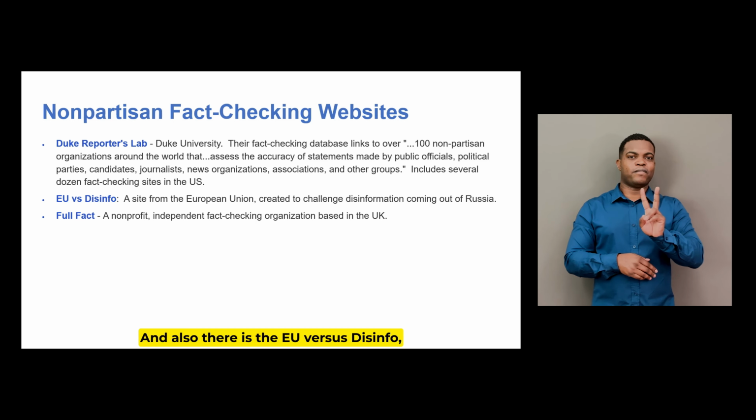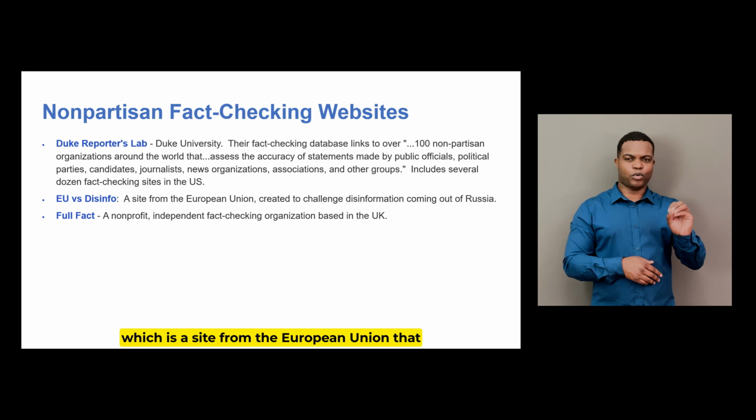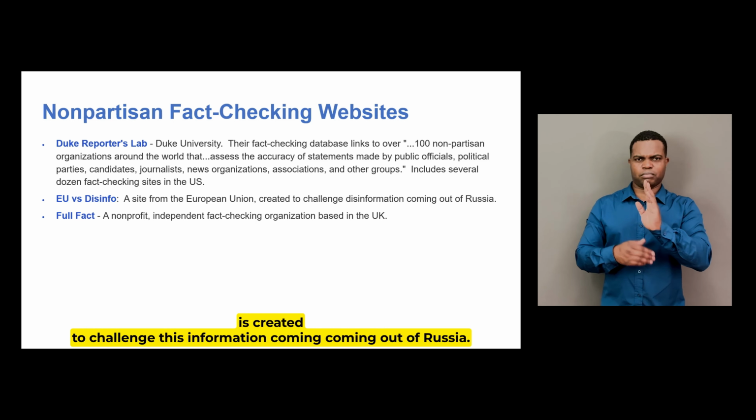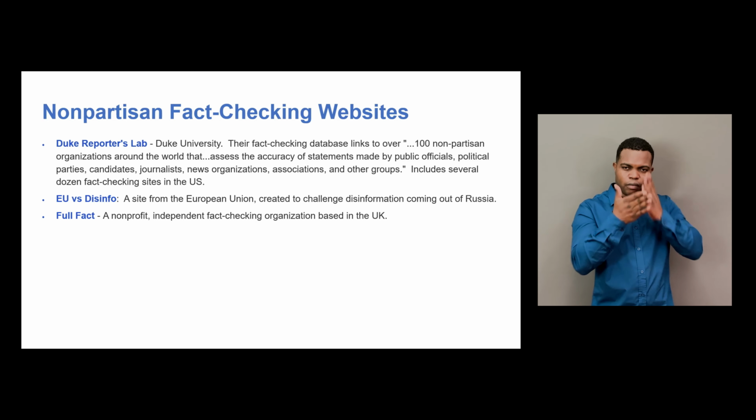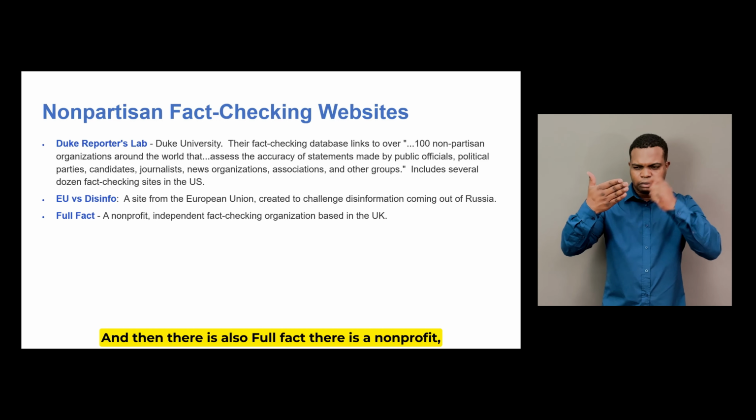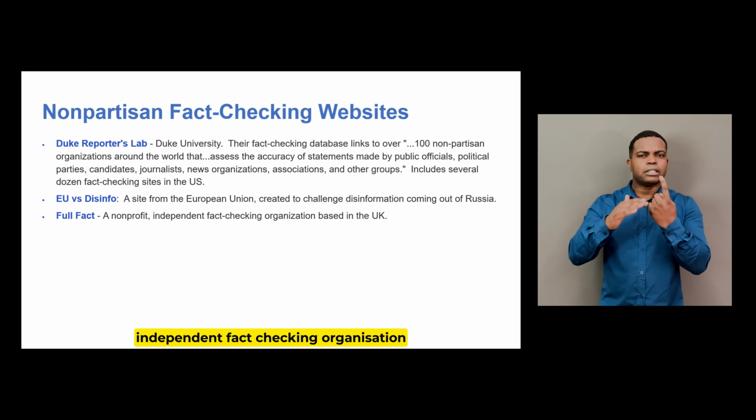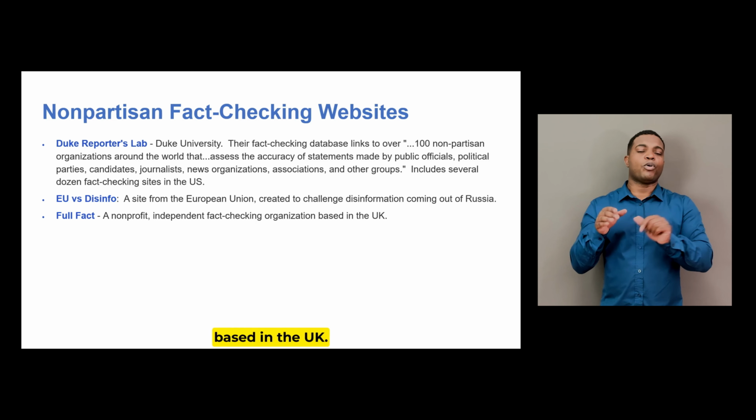Also, there is EU vs Disinfo, which is a site from the European Union that is created to challenge disinformation coming out of Russia. And then there is also Full Fact. It is a non-profit independent fact-checking organization based in the UK.